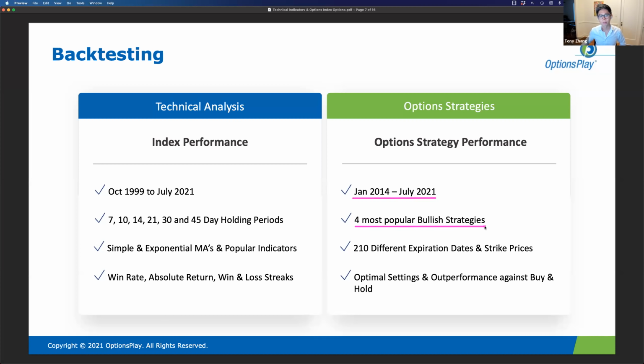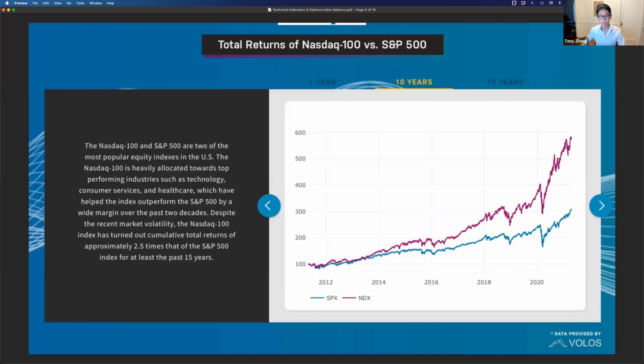We tested 4 of the most popular bullish strategies. And we only tested bullish strategies because of one very specific reason. As you can see, over the past 10 years, indices for the most part have been very much in an uptrend.